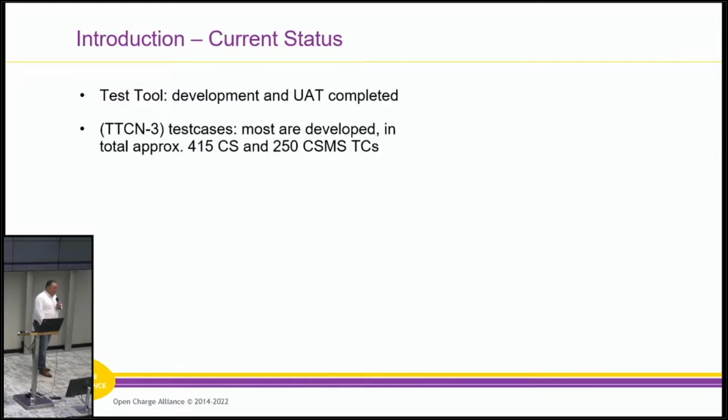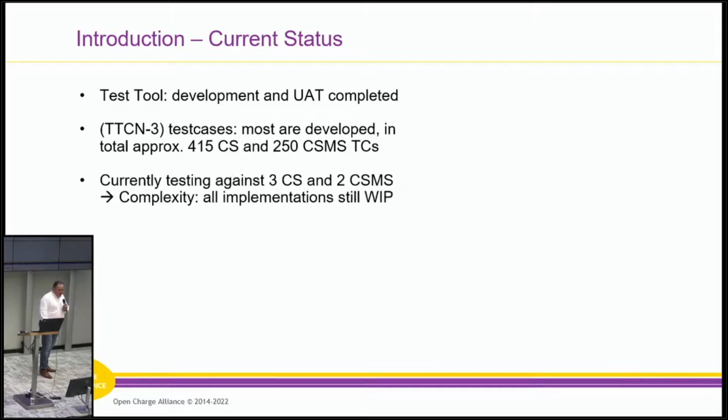So where are we right now with the tool? Very briefly, the tool itself technically is finished. The final test cases are almost finished, and there are quite a lot of them. We have about 415 test cases for charging stations. We have only 250-ish test cases for the CSMSs. It's way more than we had in the 1.6 tool. So you can imagine it's also a very long process to get all that right, to test it thoroughly and get this ready. We're getting there.